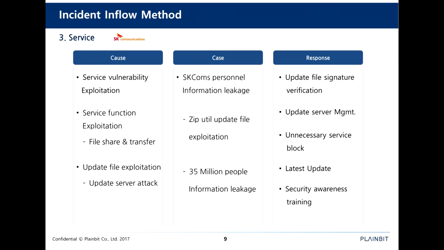In Korea, SK Communications' personal information leak occurred in 2011 and 35 million personal information was stolen. The attacker exploited the fact that the update did not verify the signature of the update file at the time of the update, replacing the malicious update file with the normal update file and introducing the malicious code. In order to respond to the inflow of malicious code through the service, file signature verification, update system security management, blocking of unnecessary service, maintenance of latest update, and education for security awareness should be carried out.